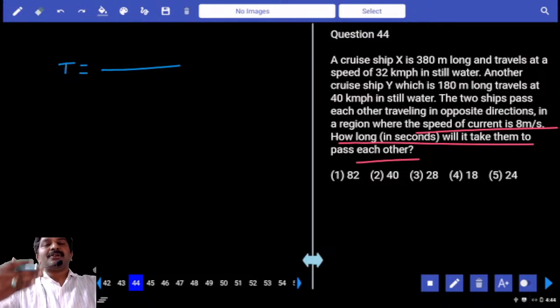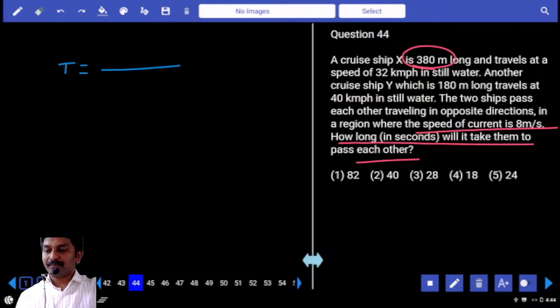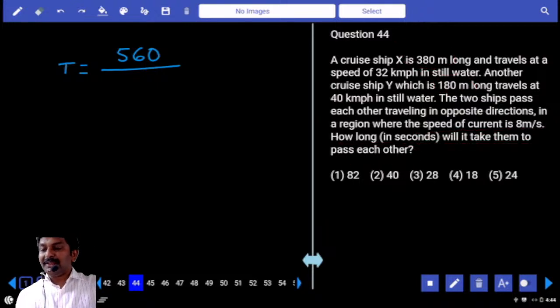If a ship wants to cross another ship, distance covered is first ship length plus second ship length, correct? What is the length of the first ship? Second ship, both together 560 meters. Now in the denominator we need to write speed. In what direction they are moving? Opposite direction. You need to take relative speed, right?